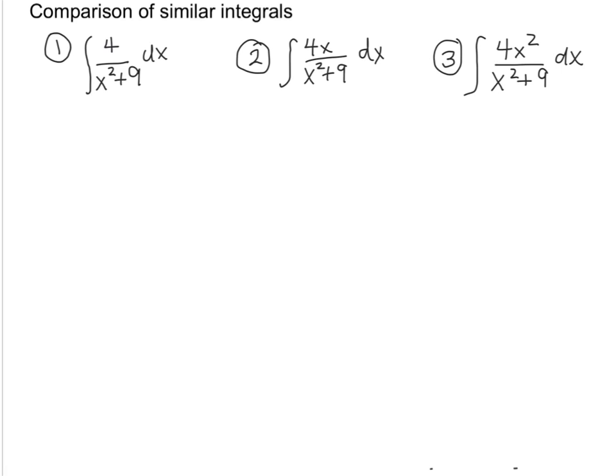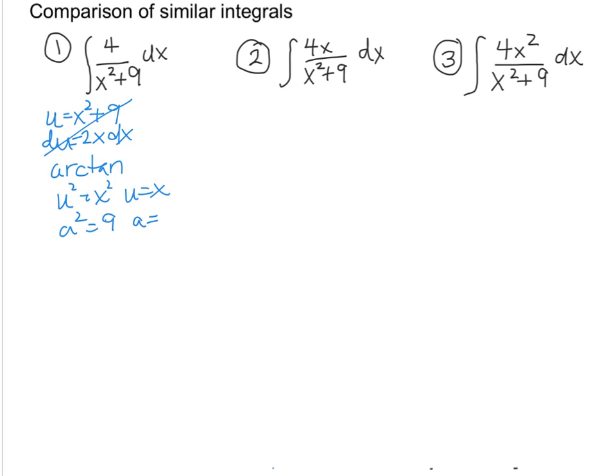Number 1, if I tried to do u substitution, it would fail because u would be the denominator, x squared plus 9. And then so du would be 2x dx. There's no way to add an x. So this is not a u substitution problem. This is an arctangent problem where u squared was x squared. So u is x. a squared is 9. So a is 3.